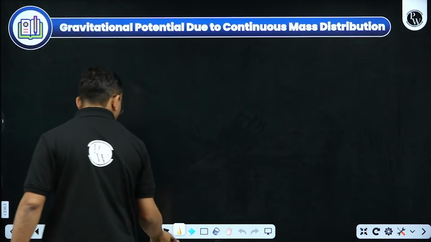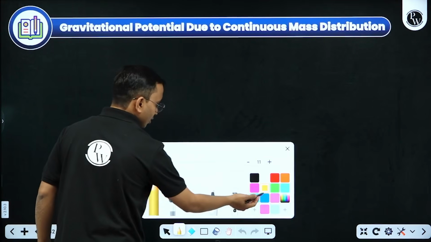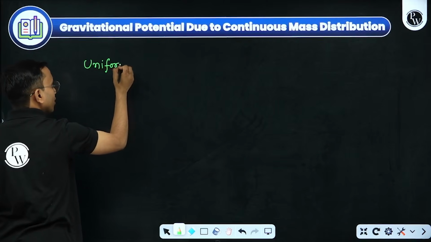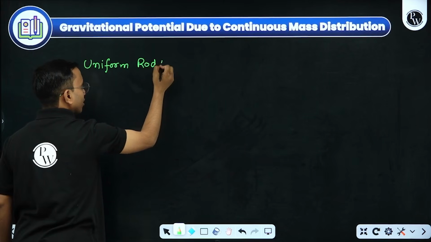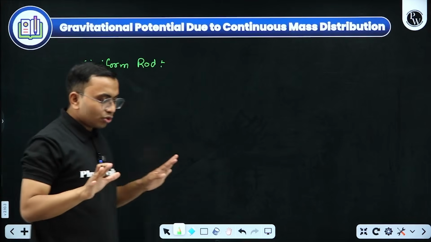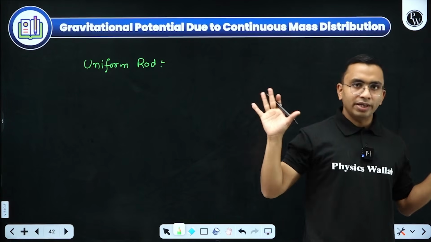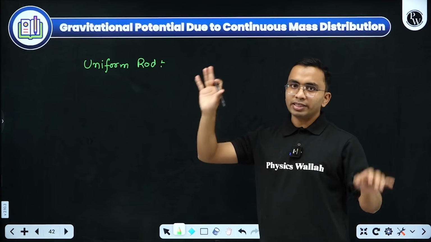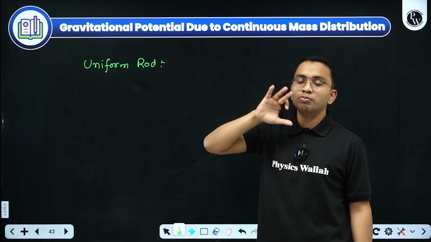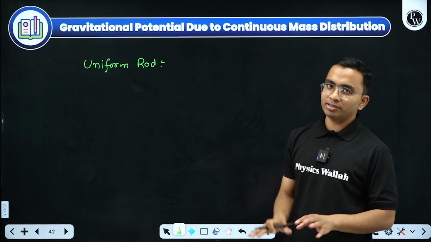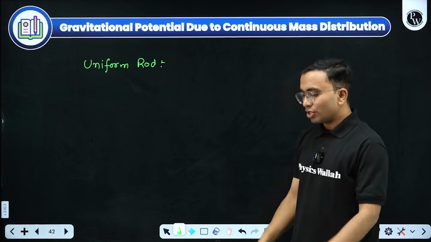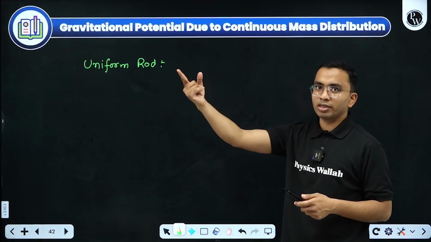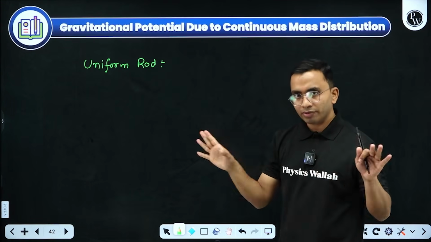Now I am considering a uniform rod. Okay, so first case. Here we are assuming our reference at infinity by default. Whenever we are writing potential, we assume the reference to be at infinity. Zero potential is at infinity. That is by default, unless it is mentioned otherwise. Again and again, I will not be saying that I am considering potential at infinity to be zero. No, that is by default understood.